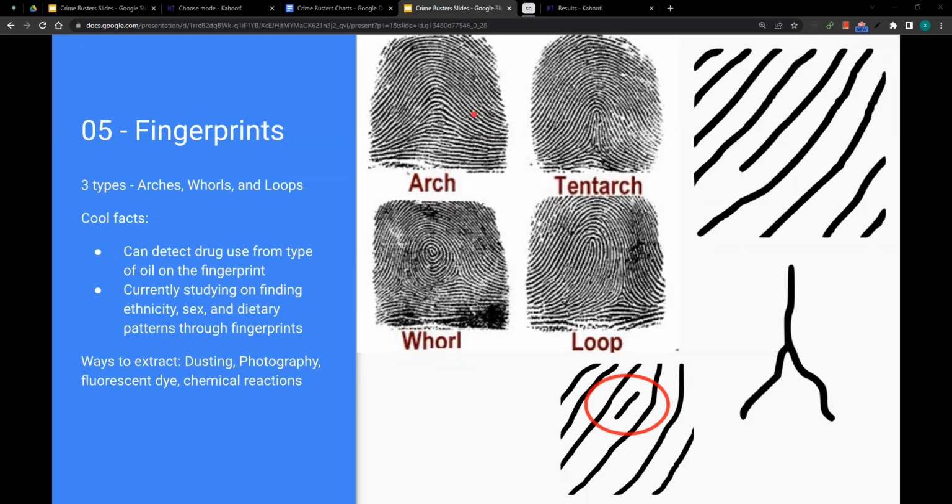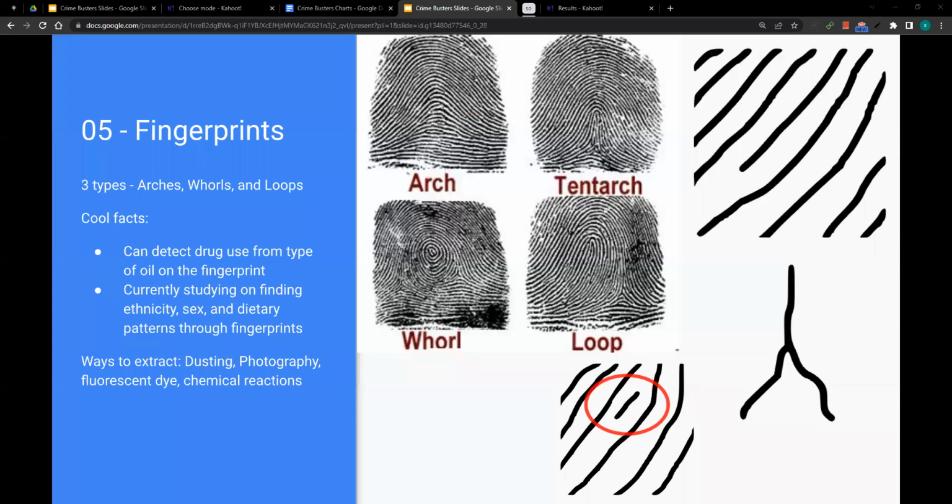And other than just identifying suspects through fingerprints, something else that I found really cool is that you can detect drug use from the type of oil on the fingerprint. So when you find a fingerprint, you can actually detect whether or not a person is taking drugs or drinking alcohol just from the fingerprint oil itself.